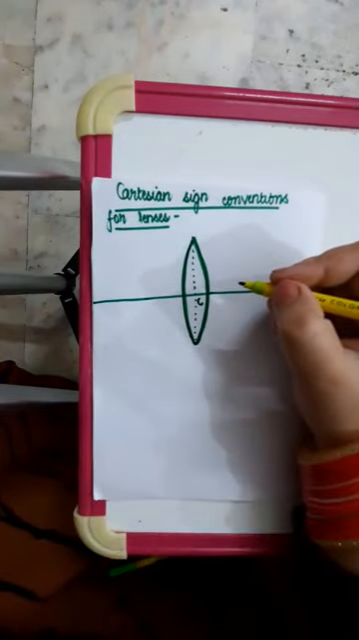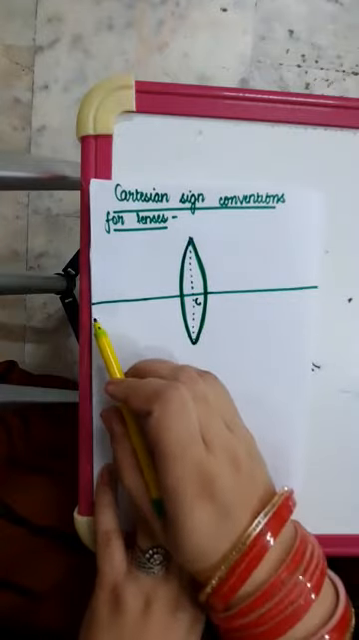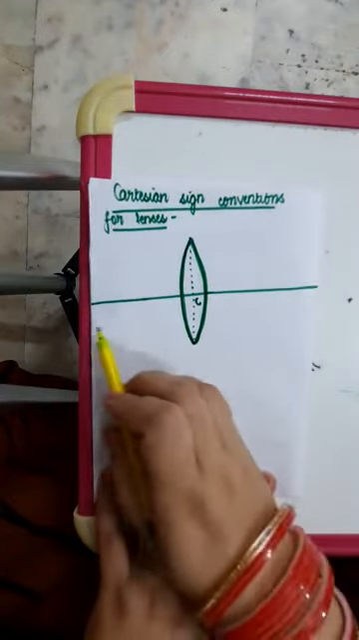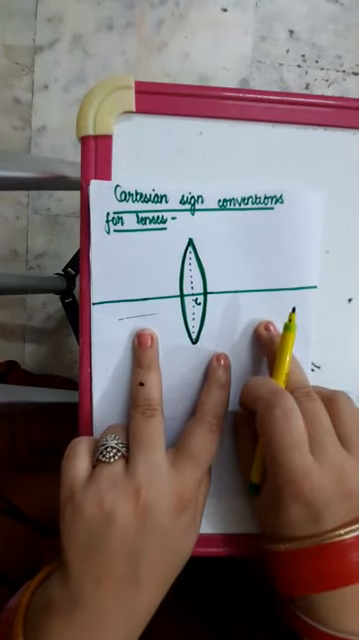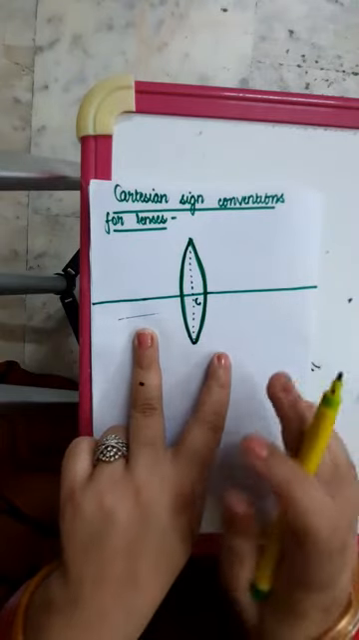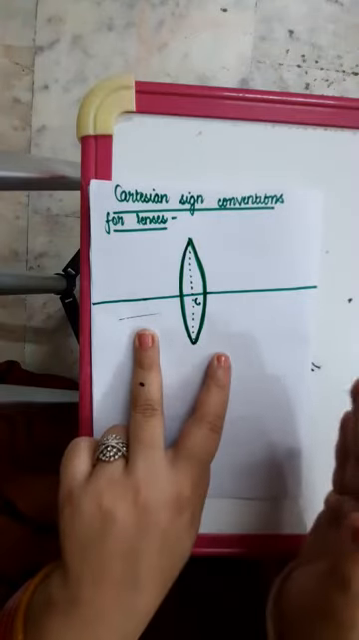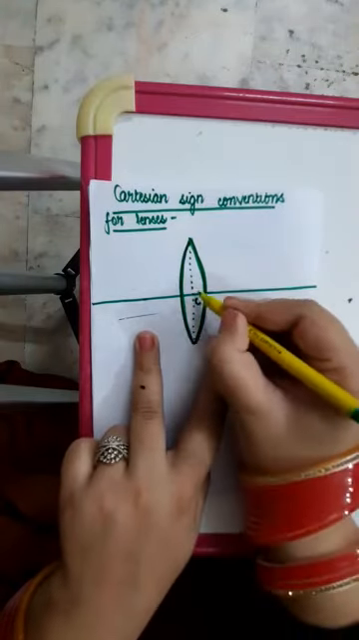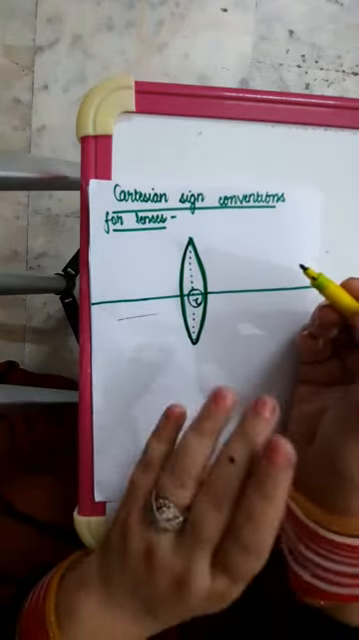So, convention number one says that the principal axis is always taken along the x-axis. In case of mirrors, you used to take pole as the origin. Here, optical center C will be taken as origin.